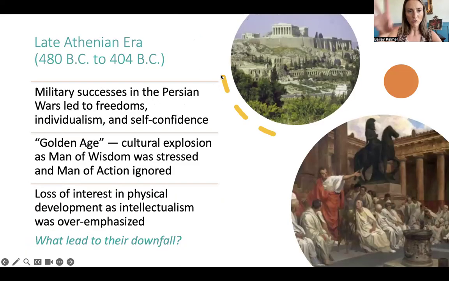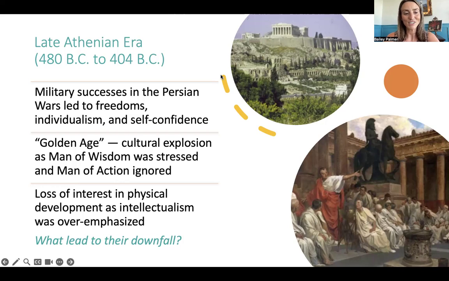The Athenians, so now we're in this later Athenian era. If you look at the time frame, the Athenians had really strong military success in the Persian War, which led to more freedom, more individualism, more self-confidence. This was called the Golden Age in Greece for the Athenians in Athens, where cultural explosion was really high during this time. They really focused on a lot of the philosophies that were being learned and a lot of the intellectual type training and education. A lot of man of wisdom became the priority. And they actually started to ignore the man of action.